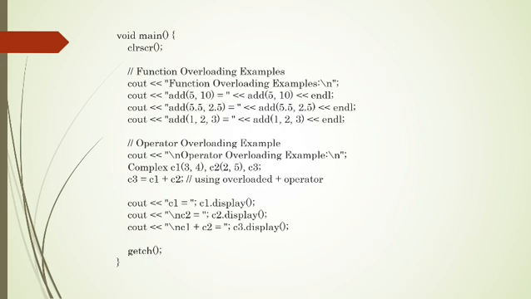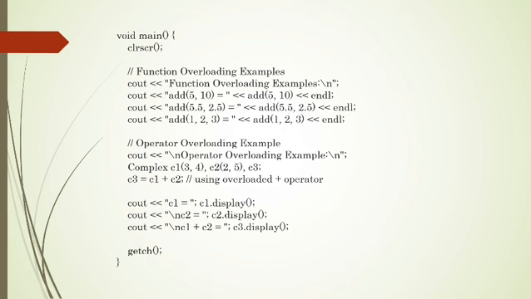Now we print a heading for operator overloading. We create three objects of the complex class. C1 is initialized to 3 plus 4i, C2 is 2 plus 5i, and C3 is an empty complex number. Here we use the overloaded plus operator. It automatically calls our operator function and adds C1 and C2. The result is stored in C3.